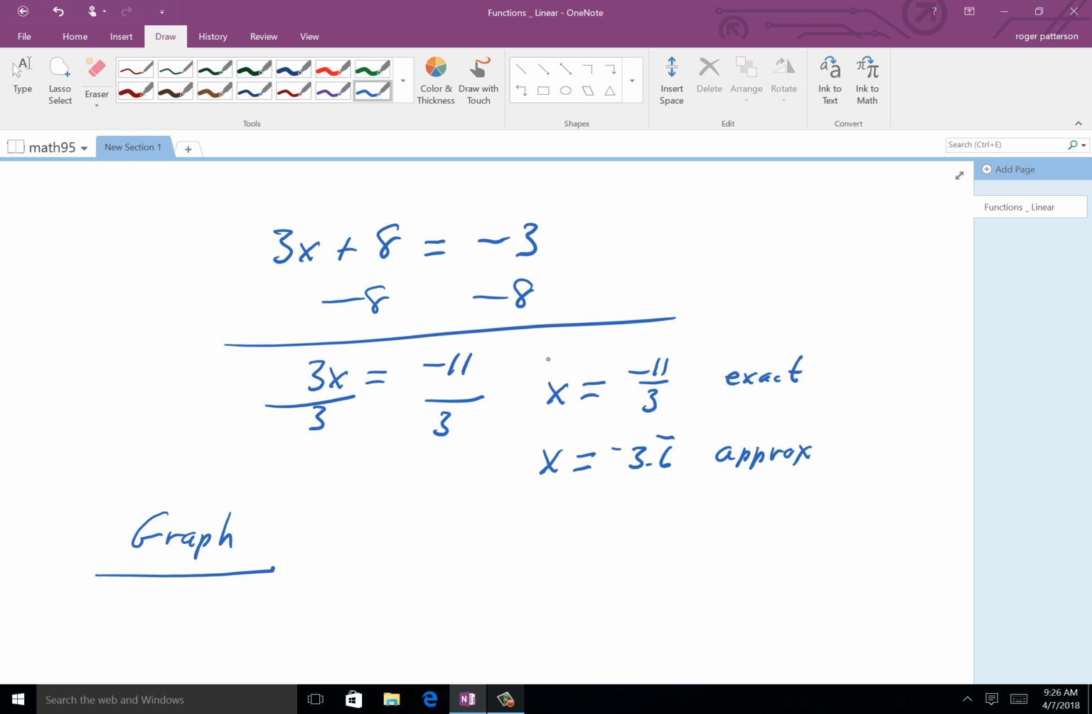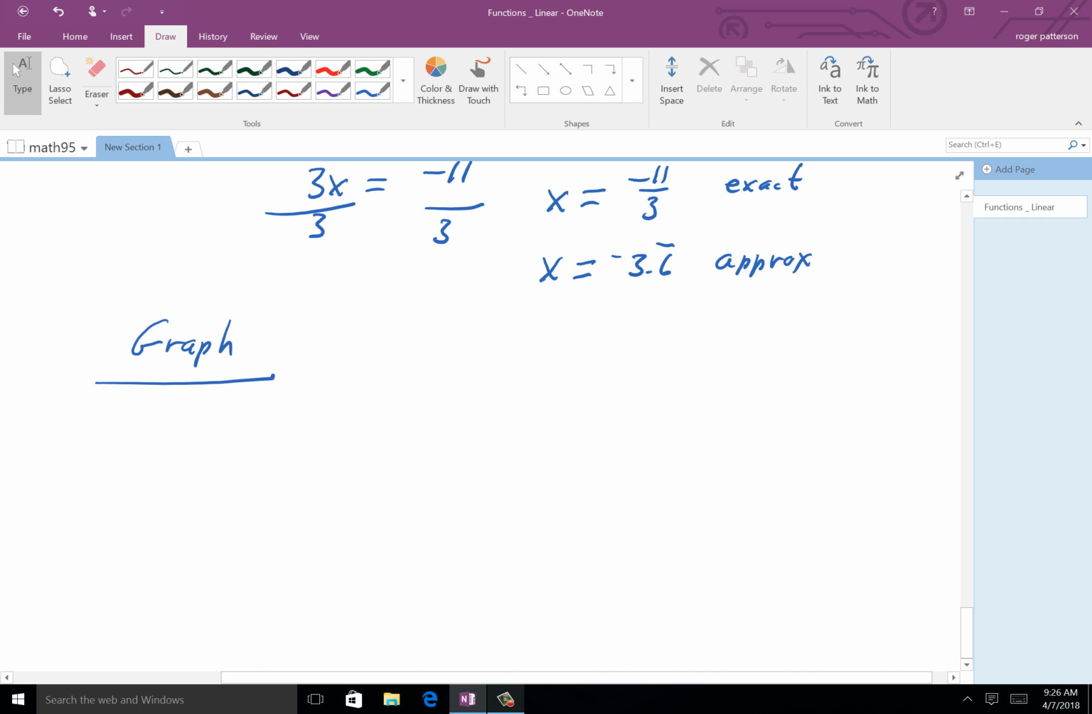And numerically, the table. So we made a table there, x, y, and let's see, -3.7, 3.6, and -3 was sort of in there somewhere. Okay?